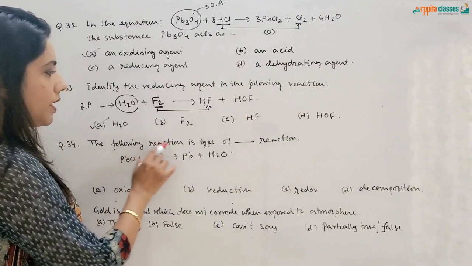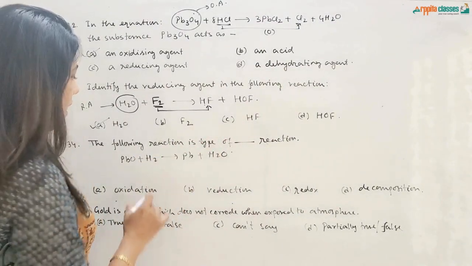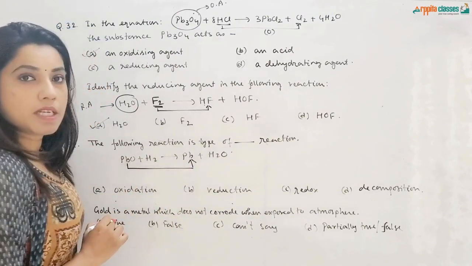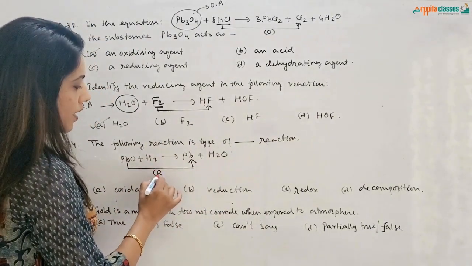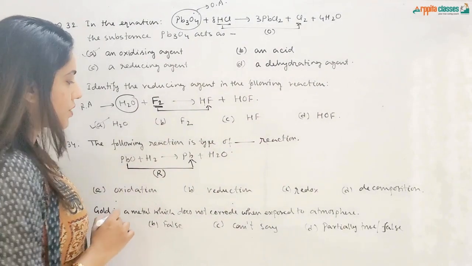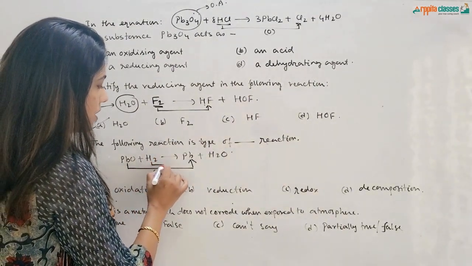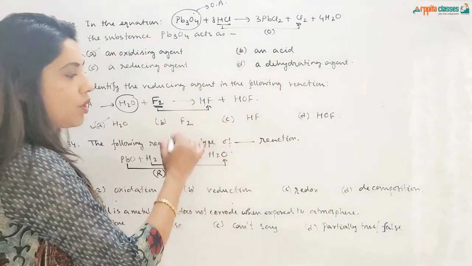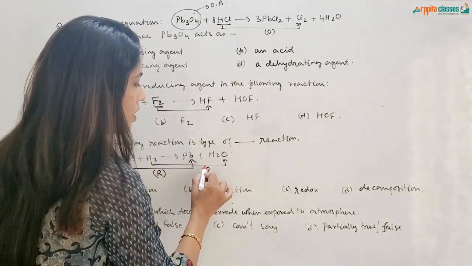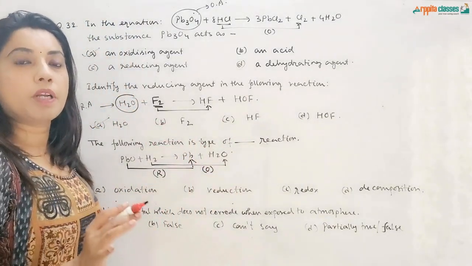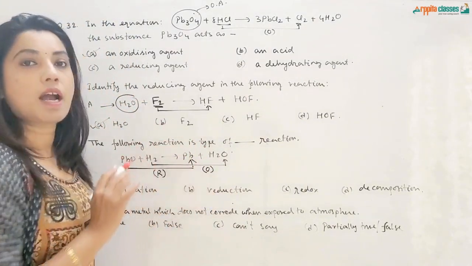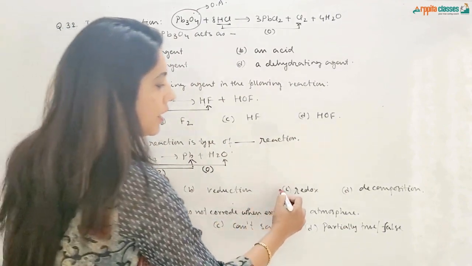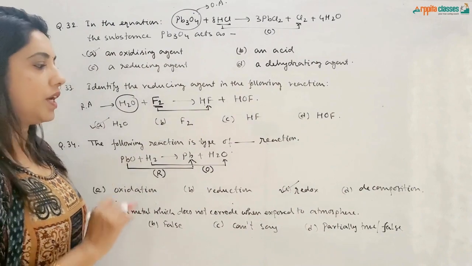Next question, the following reaction is a type of dash reaction. Let us see here PbO is converted into Pb. Oxygen is removed. The removal of oxygen is called reduction. So this is a reduction process, and hydrogen is converted into water. So oxygen is added. Addition of oxygen is called oxidation. So this is an oxidation process. So in this particular reaction, oxidation and reduction are taking place simultaneously, and this type of reaction is known as a redox reaction. So option C is the right answer.